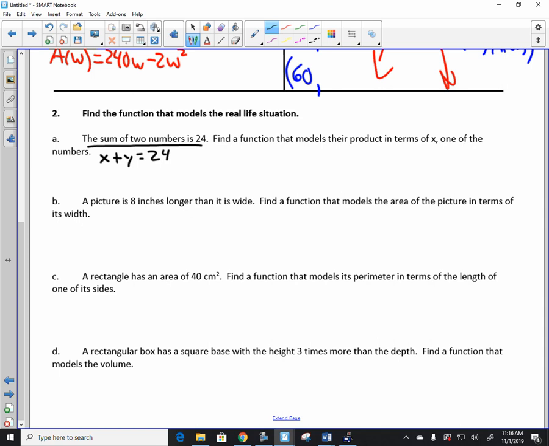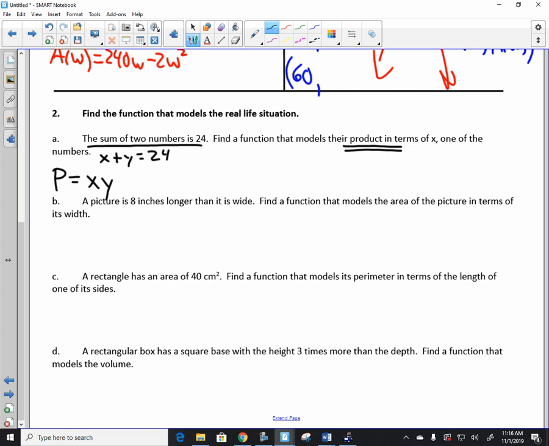Find a function that models their product. So this is what's driving the problem. The product. Give me an equation for the product. Product of the 2 numbers is x times y. The sum is x plus y, which is 24. The product is x times y.